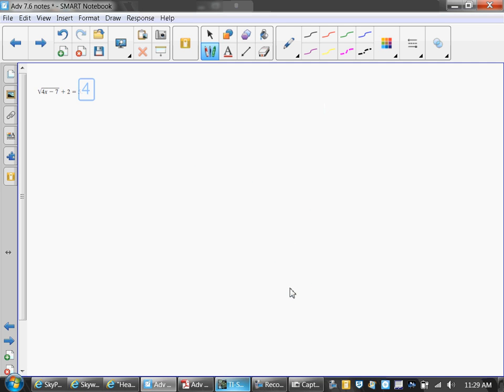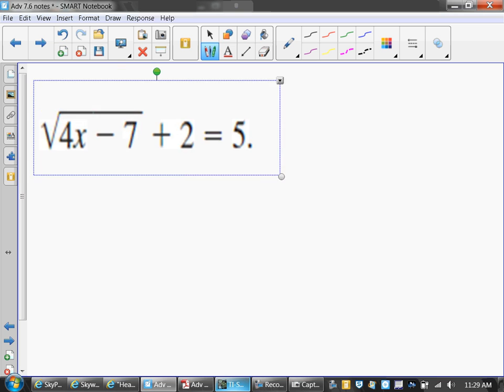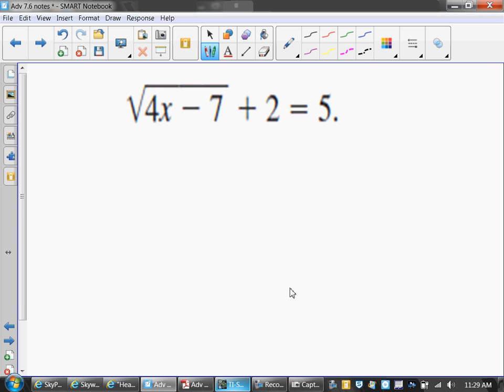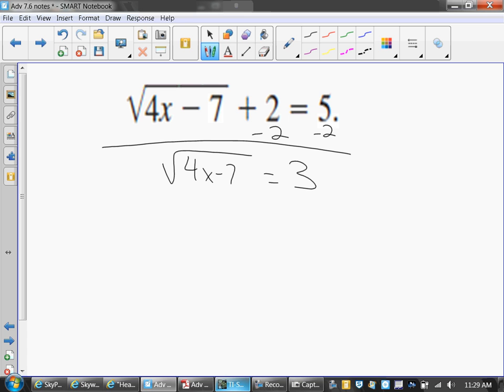Alright? So, the square root of 4x minus 7 plus 2 equals 5. What was the first step? Okay, good. Subtract 2. So I have the square root of 4x minus 7 is 3. Square it. Very good. So you square one side. What do you do to the other? Square it. The square root of junk squared is? What's the junk?